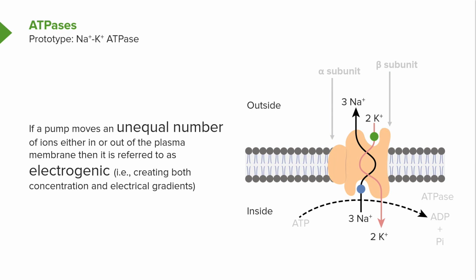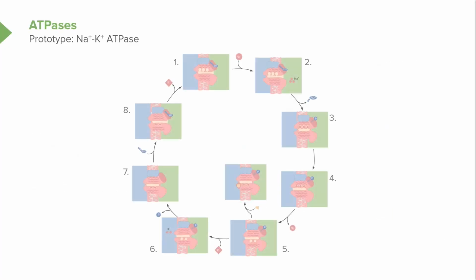Usually for our prototype, what we're trying to do is pump a certain number of ions across the cell. For this sodium potassium ATPase, we're going to be pumping an unequal number across the membrane. So 3 sodium get kicked out of the cell and 2 potassium move into the cell. This unequal number, though, creates an electrogenic response, which means that there's going to be an electrical gradient formed because you're losing 3 positives and gaining 2 positives. That means there's a positive difference there. As that difference occurs, you're going to create an electrical gradient. So let's go through that prototype in more detail.